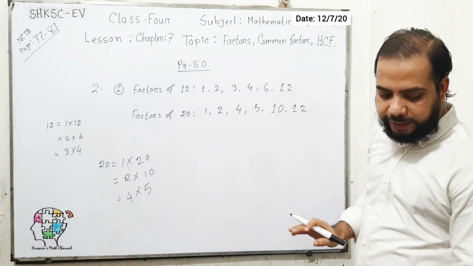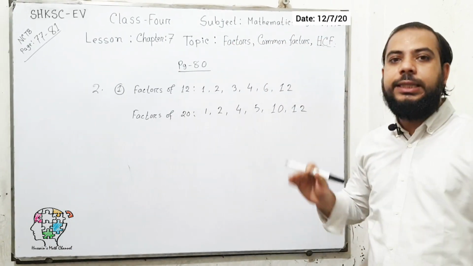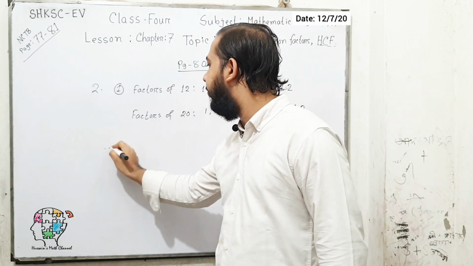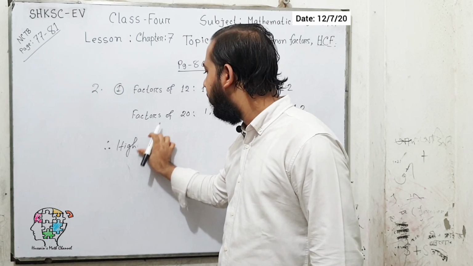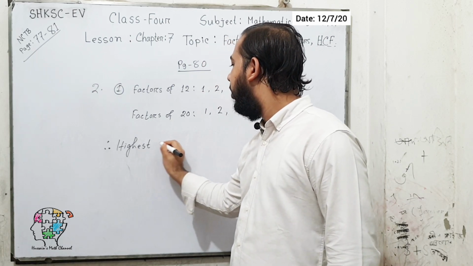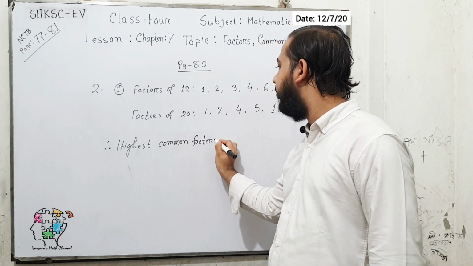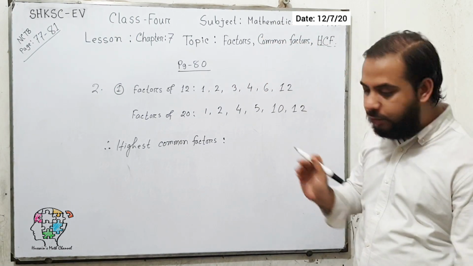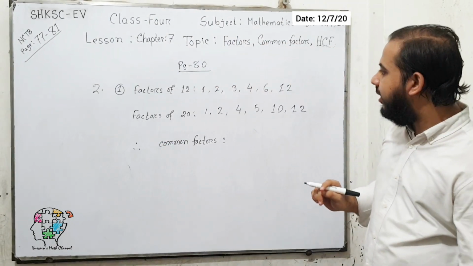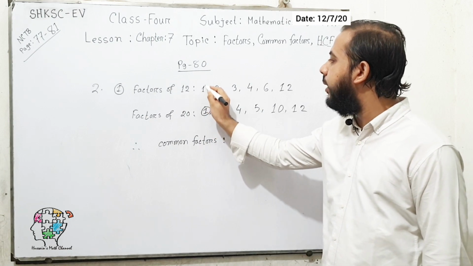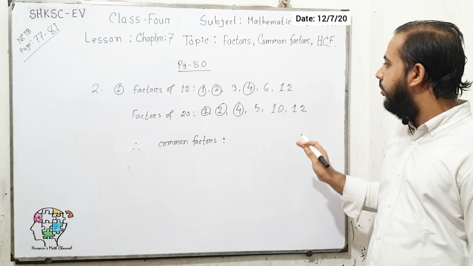Alright, so we have already found the factors of 12 and 20. Now we find the highest common factor. At first we find the common factors. What are the common factors? Here 1 is on both sides, 2 on both sides, 4 on both sides, but no other number.